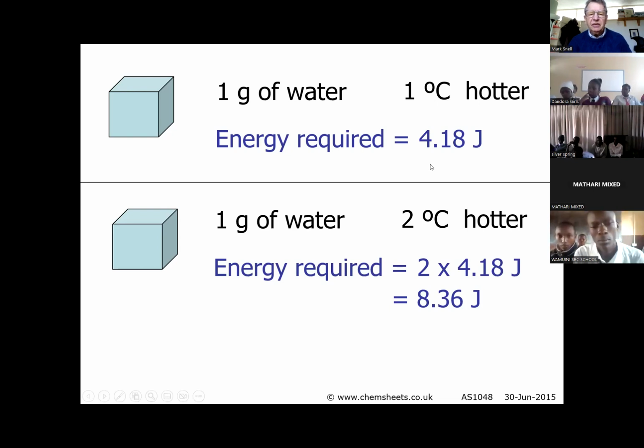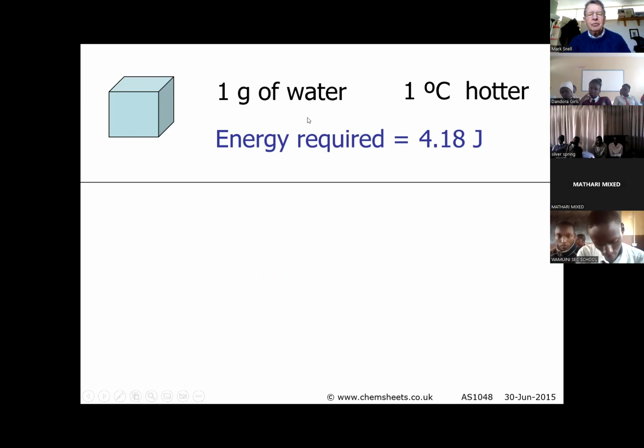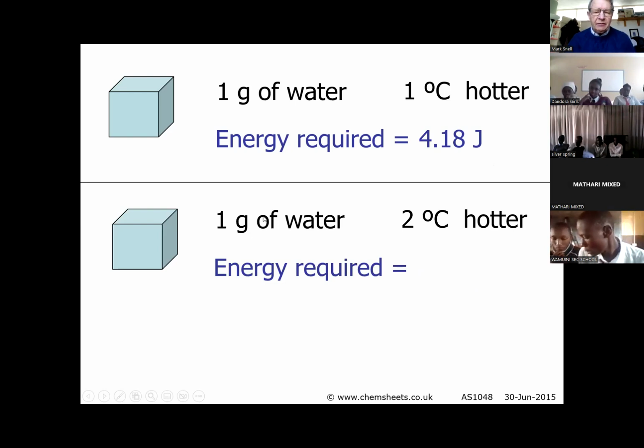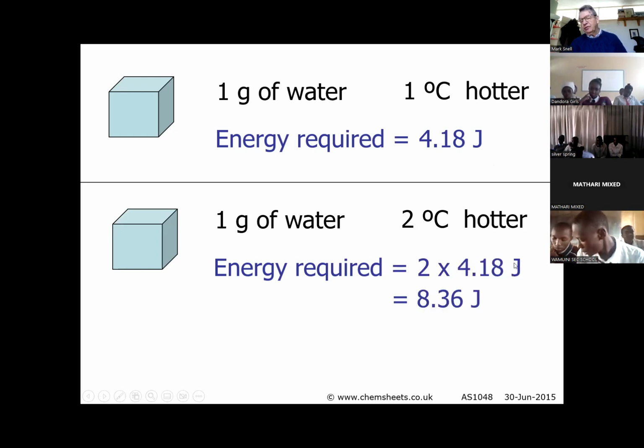So specific heat capacity is this: for heating 1 gram of water to 1 degree hotter than it is at the moment, we need to use 4.18 joules. And they will always give you this in the question. That's really easy. So if I take 1 gram of water, but I make it 2 degrees Celsius hotter, then it would have to be just twice as much, 8.36.